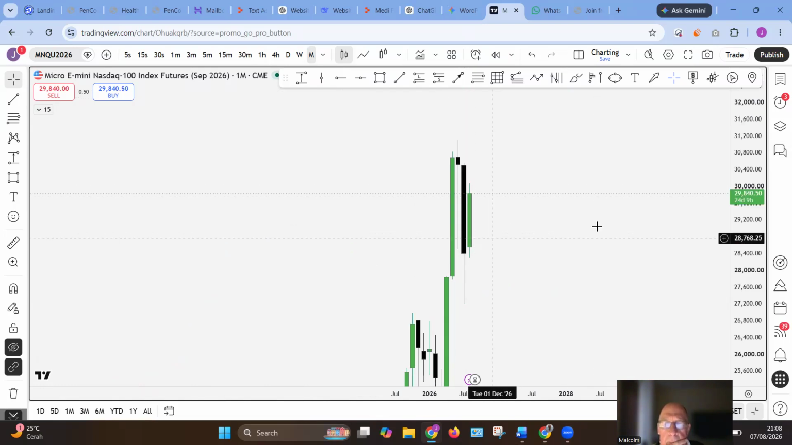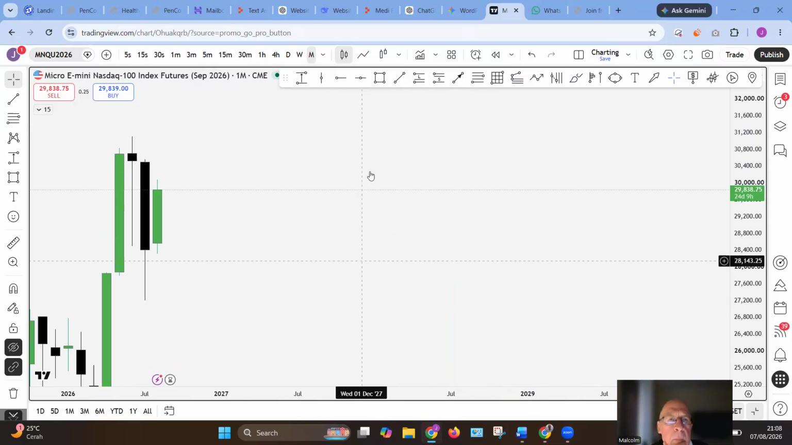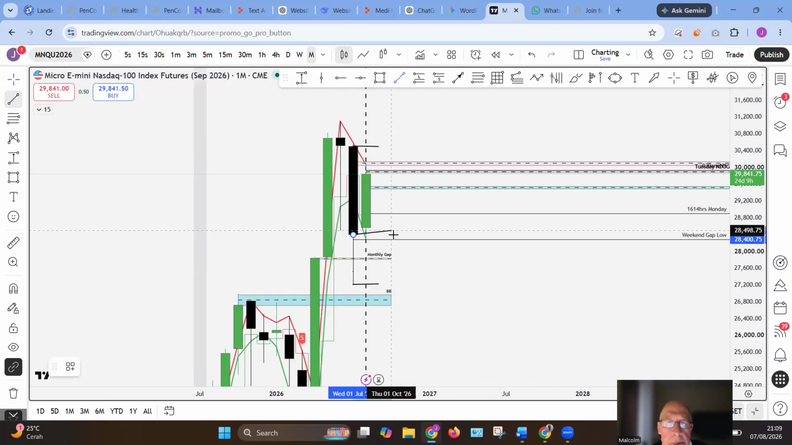This here, Malcolm, is this month. From that there is this month. That's 7 days. What it did: it opened here, went down below the low, then went back up this month. So let's just do this. Below the low. These are the ones up.